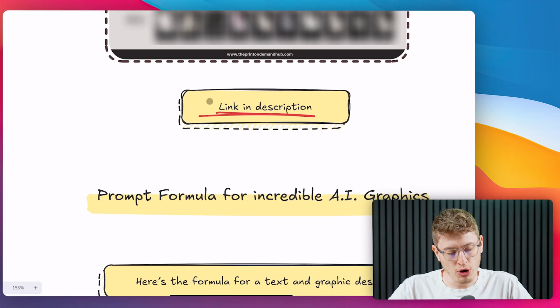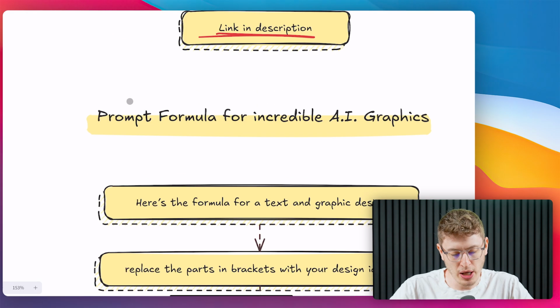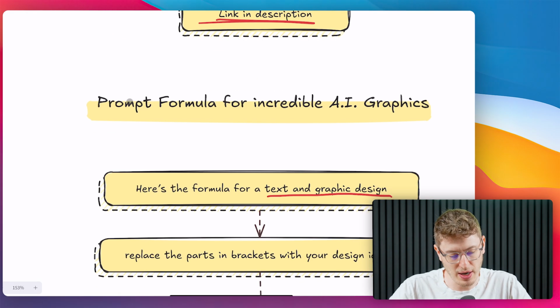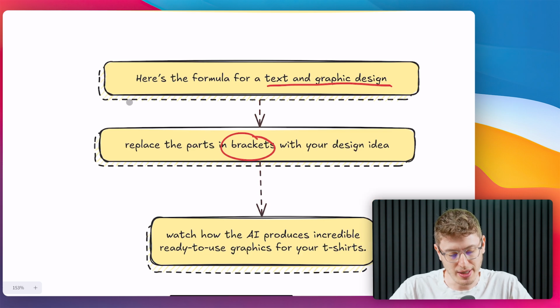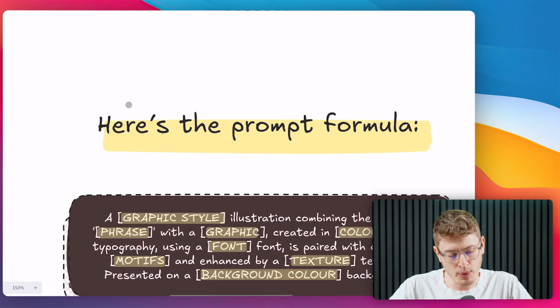Right, so the prompt formula for incredible AI graphics. Here is the formula for text and graphic designs. Replace the parts in the brackets with your design idea, and then watch how the AI produces incredible, ready-to-use graphics for your t-shirts. So here's the prompt formula.